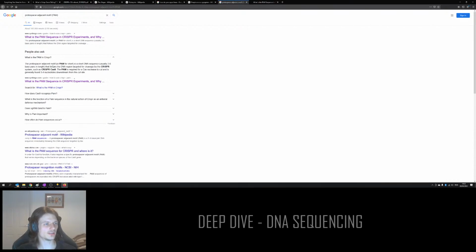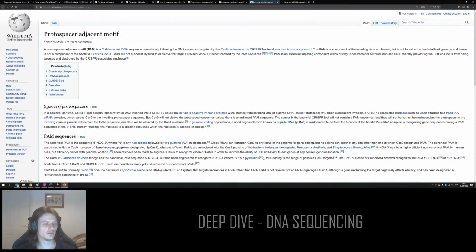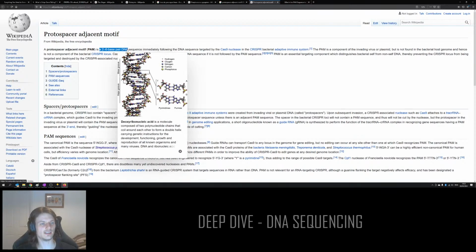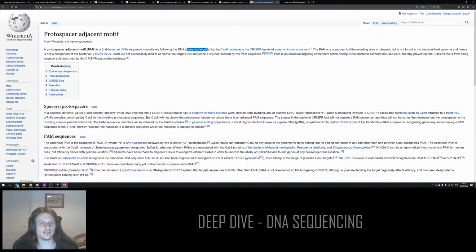PAM in CRISPR, the protospacer adjacent motif, or PAM. Is this helpful? I think I prefer wiki for this one. It is a 2 to 6 base pair DNA sequence. Why would it have the hyphen if it wasn't 2 to 6? So protospacer adjacent motif is a 2-6 base pair DNA sequence immediately following the DNA sequence targeted by the Cas9 nuclease in the CRISPR bacterial adaptive immune system.